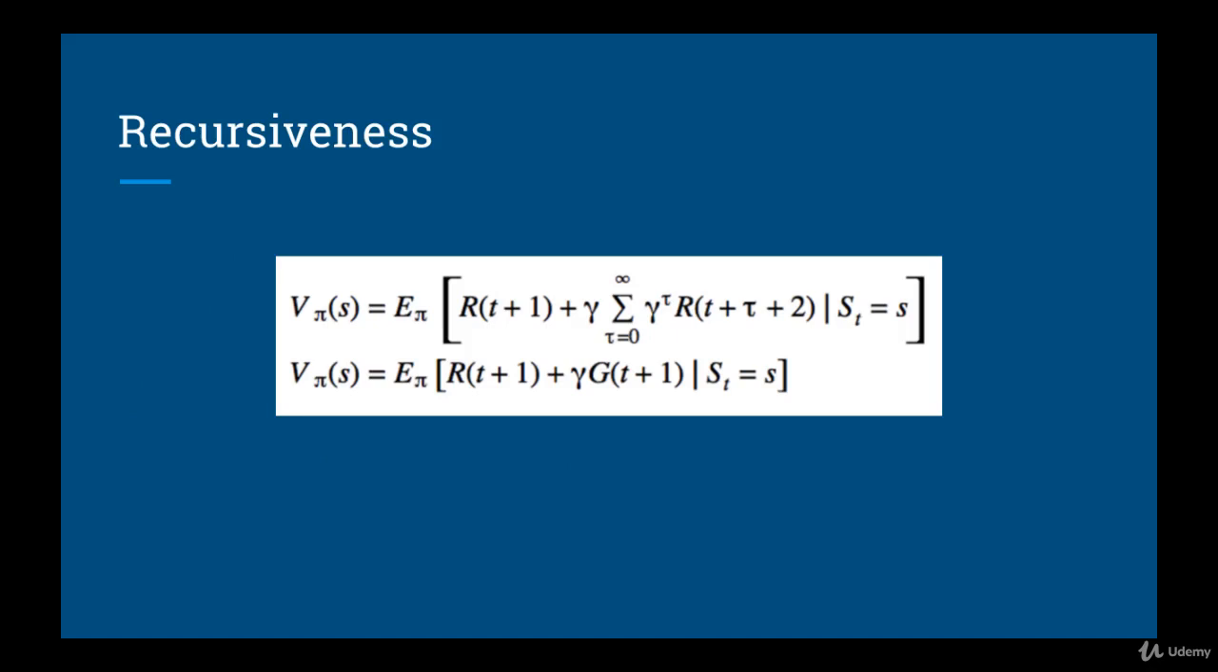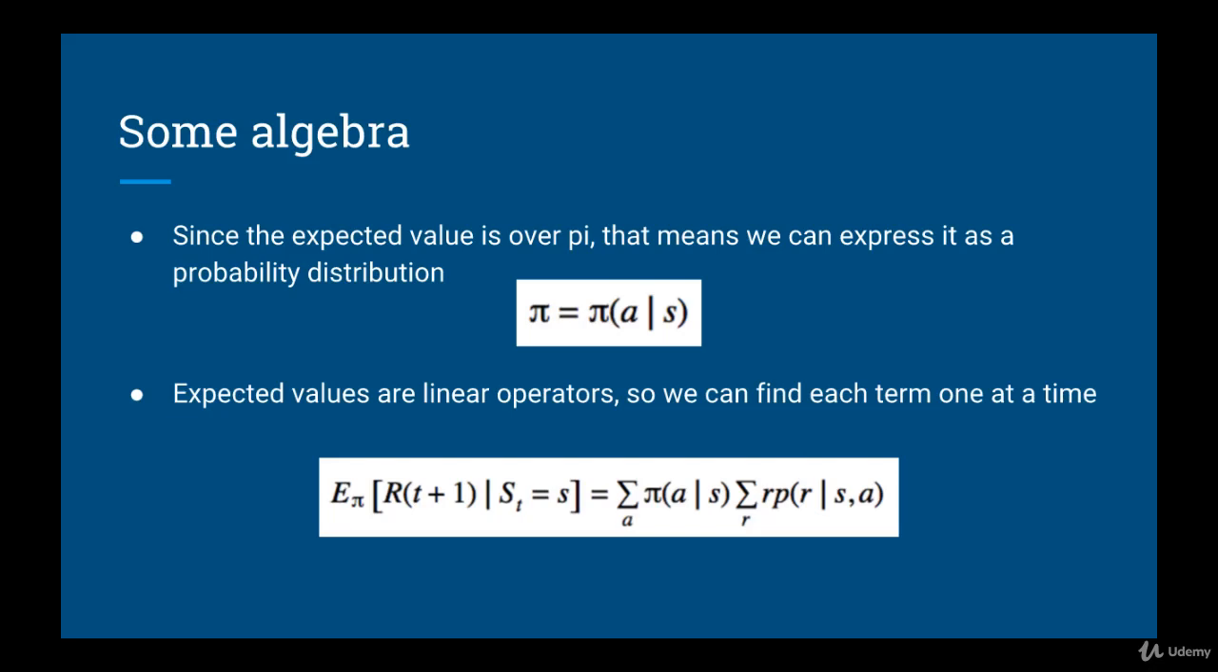Let's now do some algebra. Notice that the return is recursive. We can separate r of t plus 1 and r of t plus 2, and so on. Because this is the expected value over pi, that means we can express pi as a probability distribution. In particular, we can express it as the probability of doing an action A, given that we're in state S. Since expected values are linear operators, we can do the two terms in the expected value separately. So let's first consider just the expected value of r of t plus 1 given S.